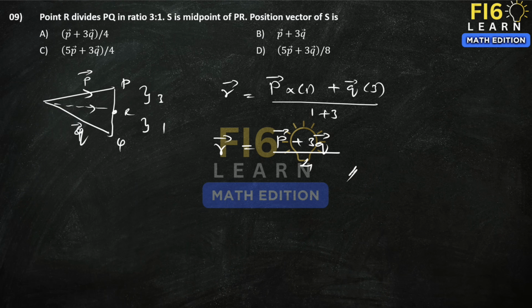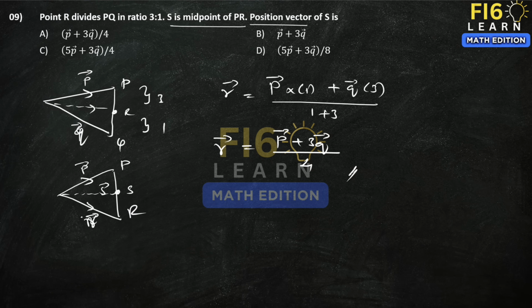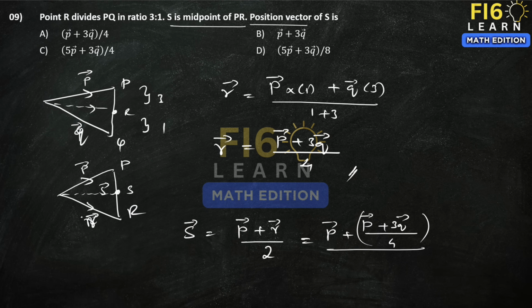Now we have to find the position vector of S, and S is the midpoint of PR. That's also given in the question. I'm going to make one more diagram with this P, and this part is R. S lies in between them. We know the P vector and R vector. With this data, we have to find the S vector. Actually S lies at the midpoint of P and R, so we can directly add the P vector and R vector and divide the result by 2. So S vector is equal to P vector plus R vector divided by 2. Because S is the midpoint, I'm going to replace this with the R vector: P vector plus 3Q vector divided by 4, divided again by 2.